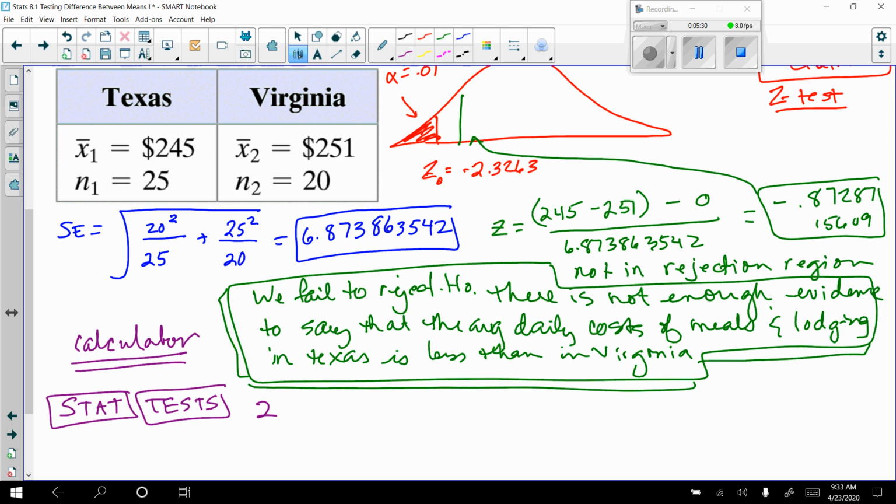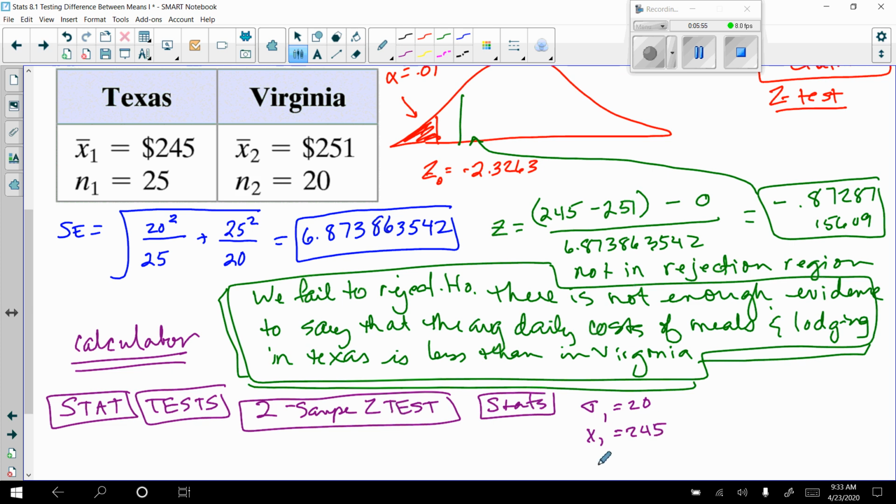It is a two sample z-test. That's the one you pick out from the list. You're going to enter the stats for this because that's what you know. And your stats are going to be that sigma 1 is 20, x sub 1 is 245, and n sub 1 is 25, where sigma 2 is 25, x sub 2 is 251, and n sub 2 equals 20.